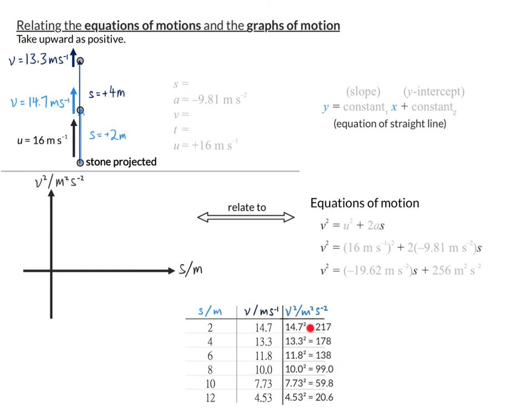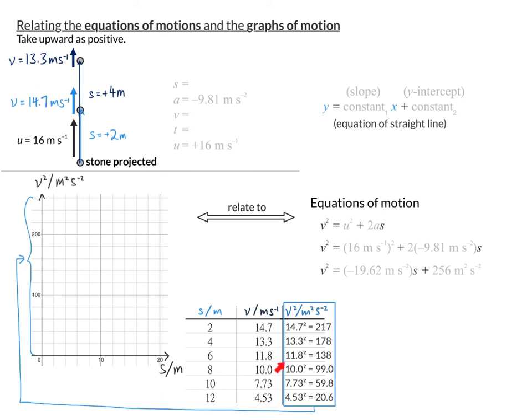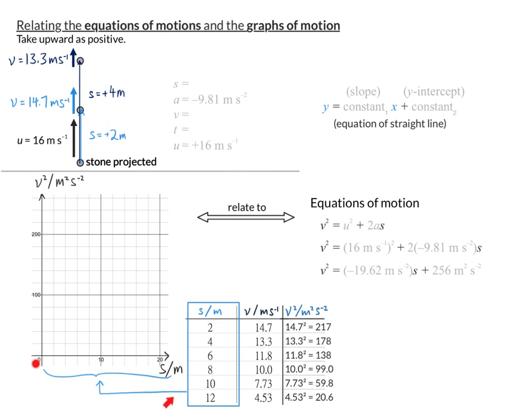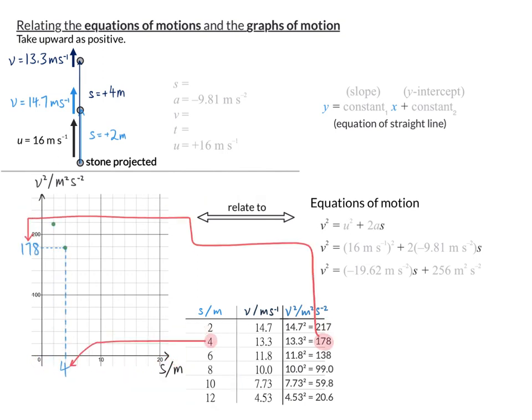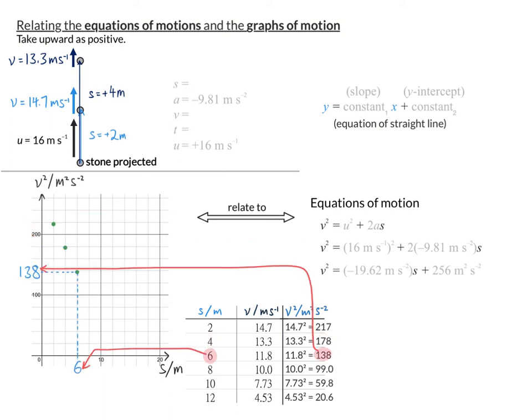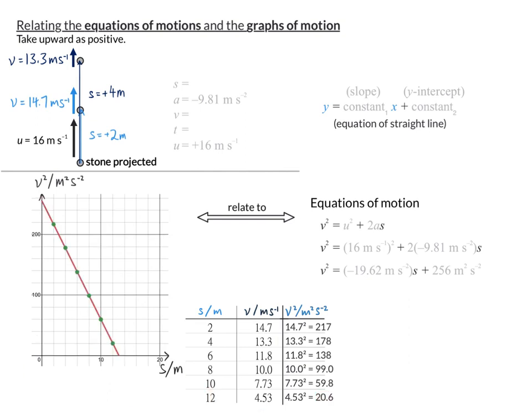I have these values. Then plotting V squared against S just means putting these values of V squared in the y-axis and then S in the x-axis. Let's do it. Now this looks like a straight line. But why? Can we prove this mathematically?